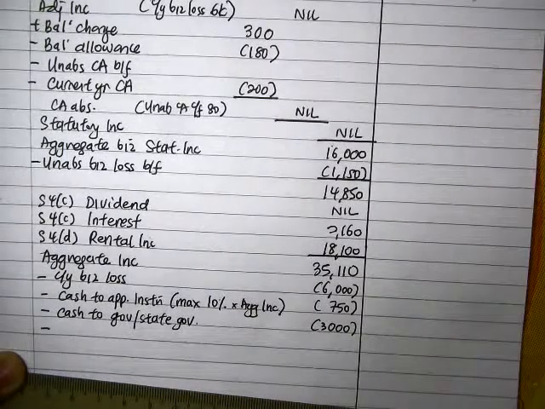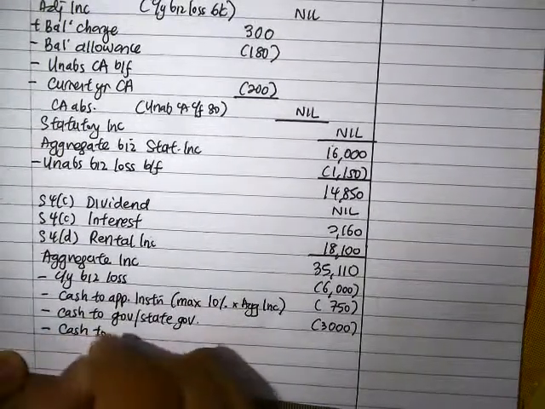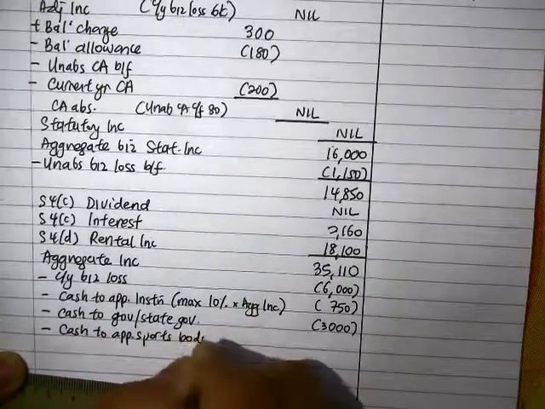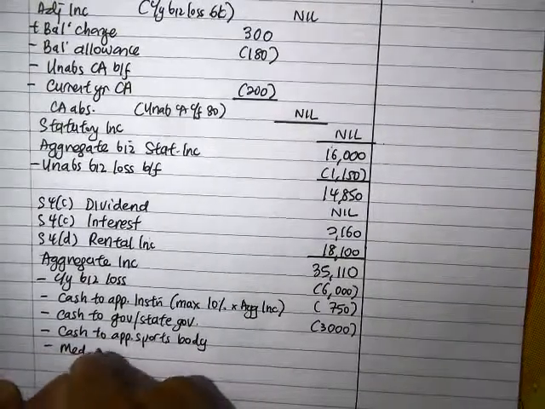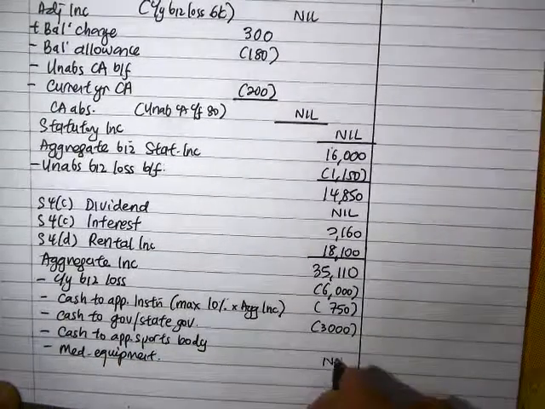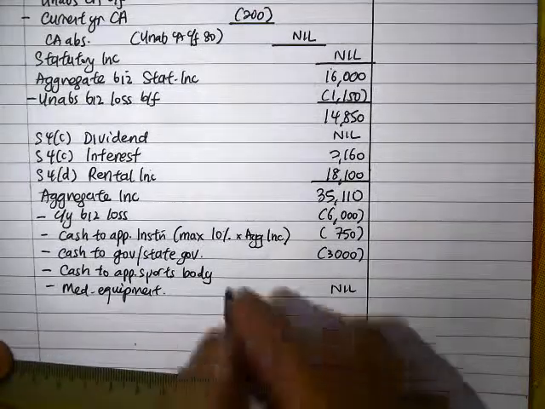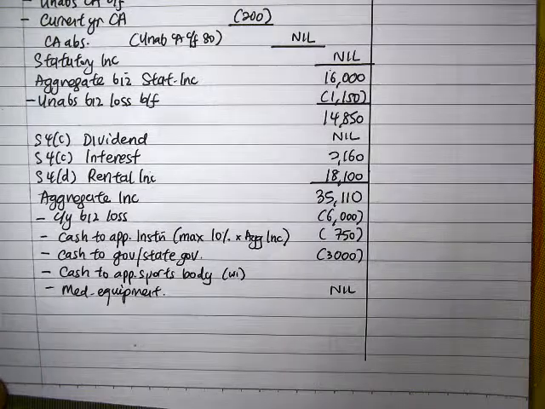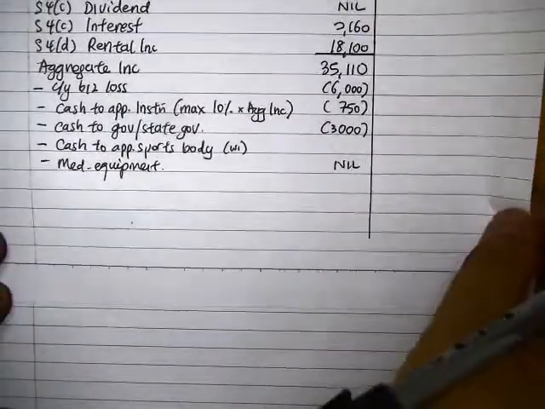Then we have the cash to the approved sports body. Then the medical equipment. Now that's not an approved donation, so it's no claim. Alright. Now how much is the donation for the sports? Alright, now we gotta work it out in this way.